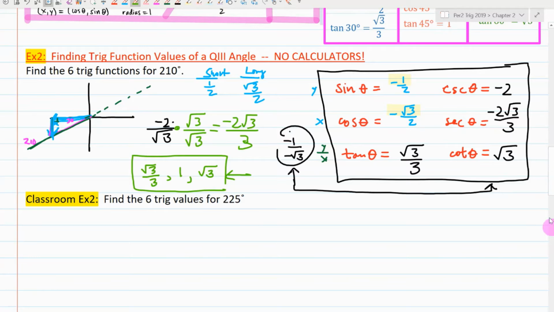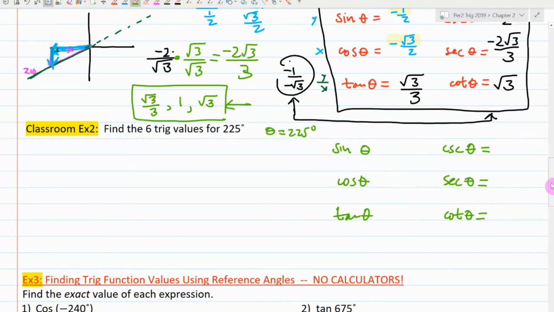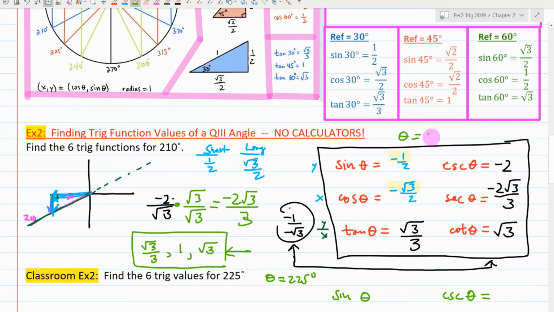All right, for the next part, we're doing sine, cosine, and tangent, and cosecant, secant, and cotangent. And actually, instead of theta here, I probably should have put 225, sine 225, cosine 225. I'll just go ahead and put theta equals 225. I should have done exactly the same thing here. Theta equals 210. So if you put sine 210, cosine 210, tangent 210, and so forth.